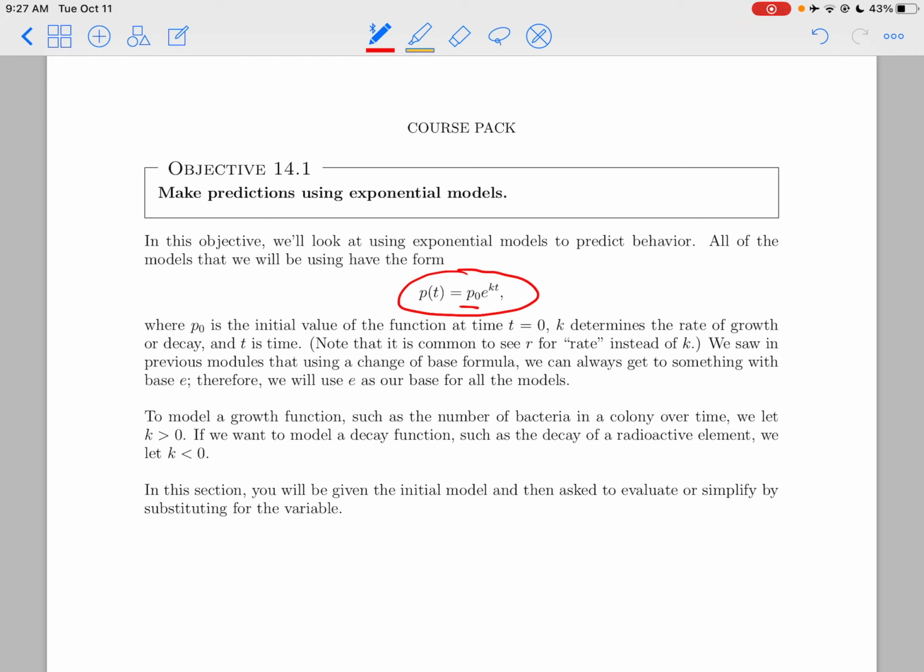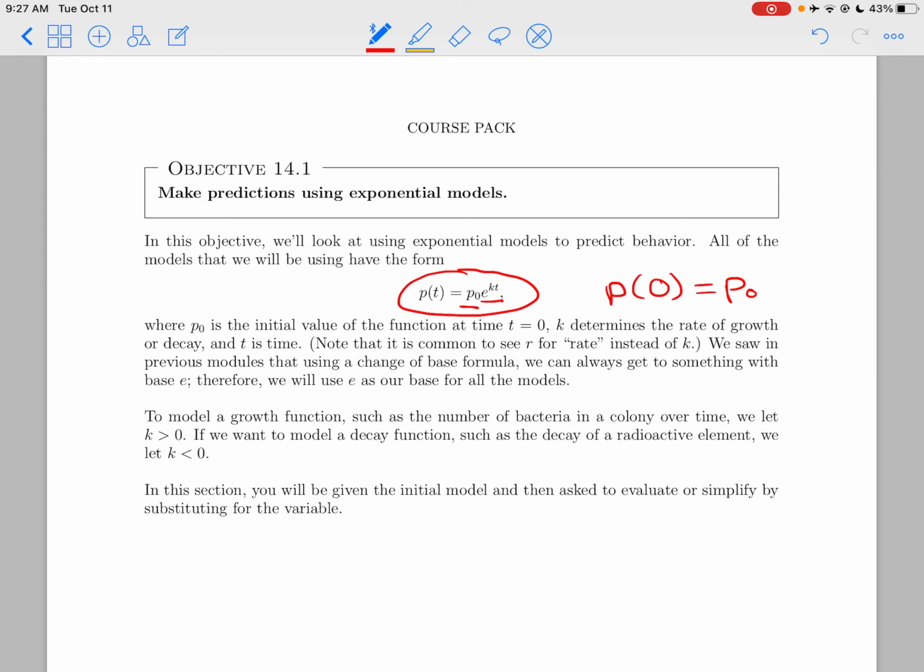Okay, p0 is what happens at time t is equal to 0. Why is that? Well, let's think about p of 0. If I plug in t is equal to 0, so what happens at time 0? E to the power of kt would be e to the power 0. Anything to the power 0 is 1, so I would end up with p0 times 1, which is just p0. So p0 is my initial value. It's how much I have of something at time t is equal to 0, so how much I start with.